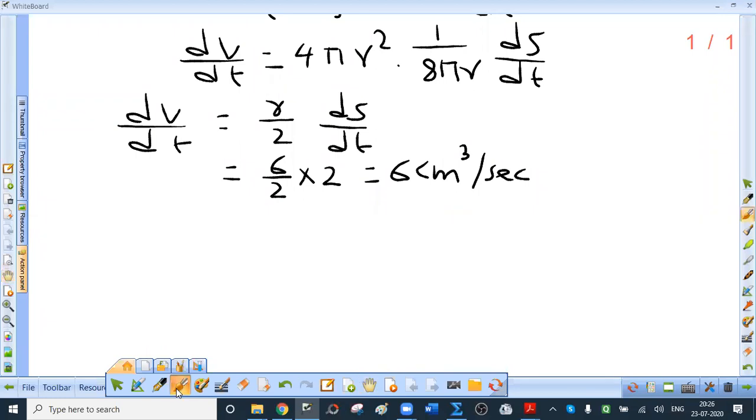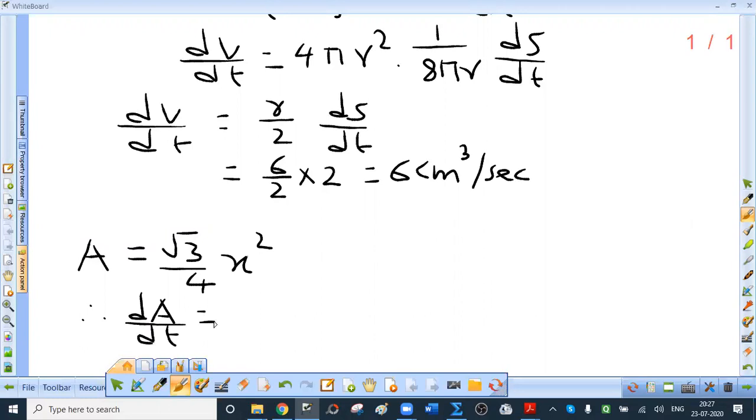Then its area is given by, what is the formula? A equal to root 3 upon 4 into x square. Therefore, differentiate dA dt. In exam you are supposed to write: on differentiating with respect to t. You have to give that much respect.